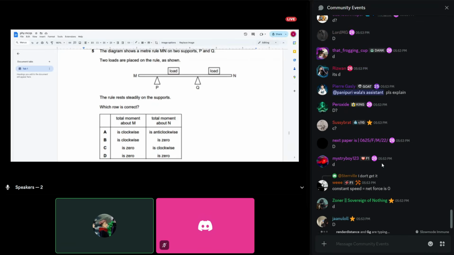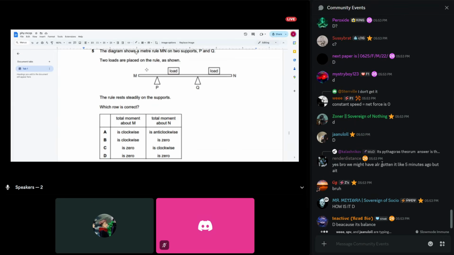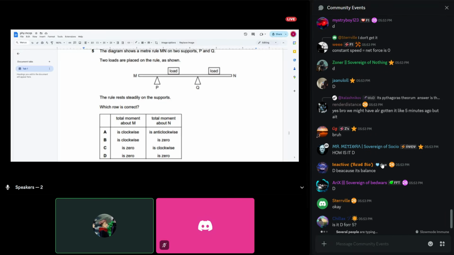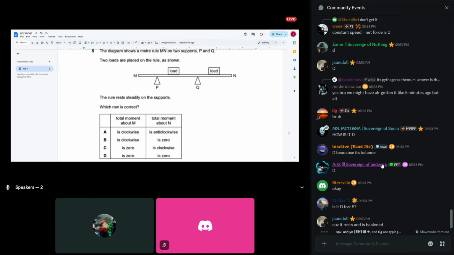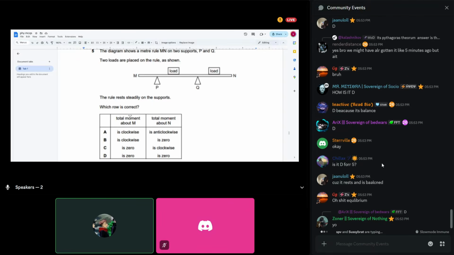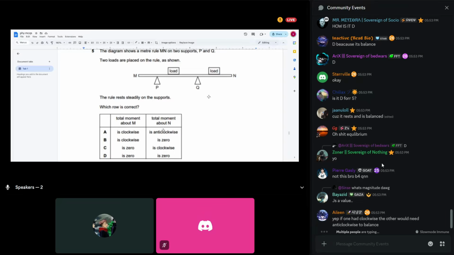If you didn't understand, okay, I'll explain this. Look, for this question, they said it would rest steadily on supports, right? We're considering two pivots. The simplest explanation is that it's at rest and it's just not moving, meaning that obviously the moments are balanced. The moments about O will be.